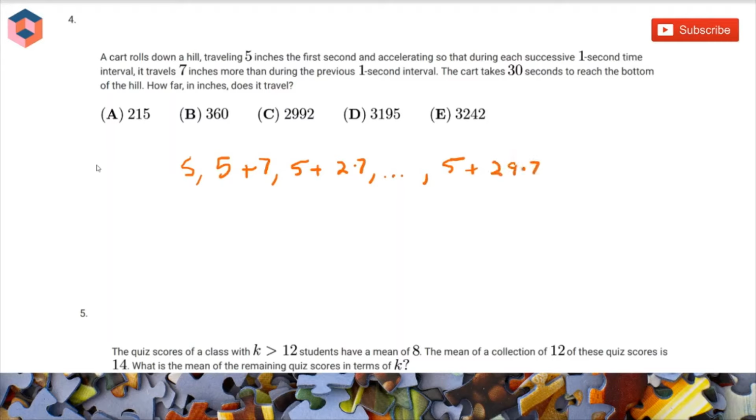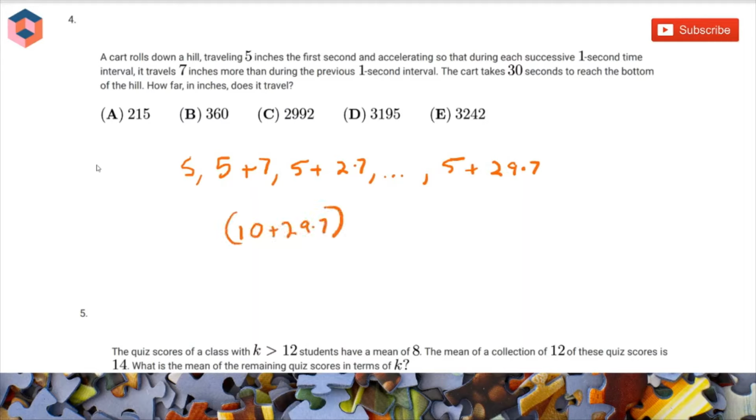Notice that this number is not 30 because this 5 is in the first second, and then after that we only have 29 seconds. Now this is just the arithmetic sequence with first term 5 and common difference 7. And to calculate the sum of that, we just apply the formula that we learned about in our arithmetic sequence video. You add the first and the last term. That's 5 plus 5 plus 29 times 7, or 10 plus 29 times 7.